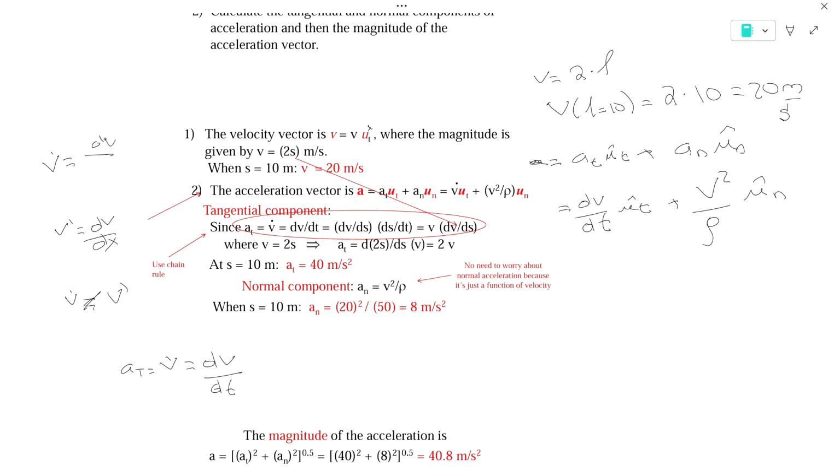V dot is dv/dt, with respect to time. That is the term we need to find. But in order to get dv/dt from a function given to us in terms of s or L, we have to use the famous chain rule. So dv, and we have to get to dt. Derive with respect to L and take the derivative of L with respect to t, or dv/ds times ds/dt.